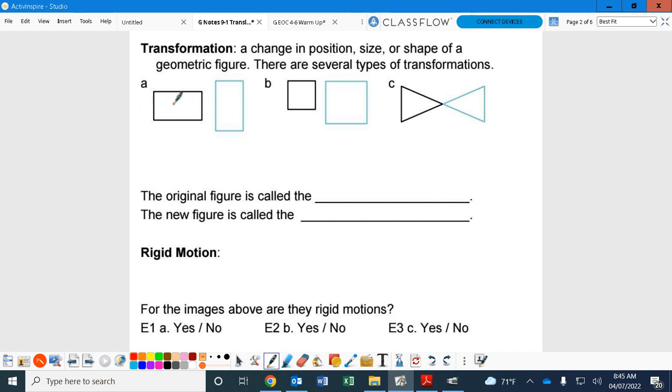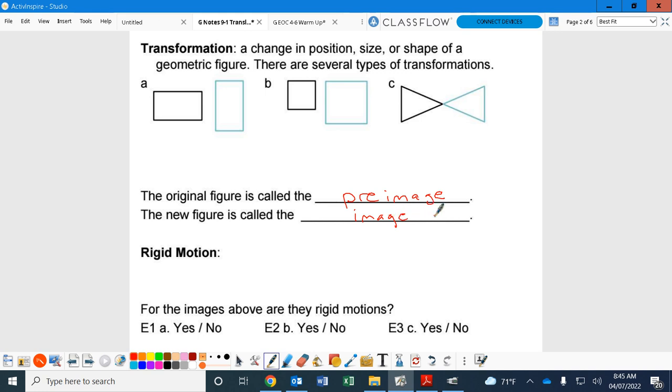Here's one. If you take this and you rotated it around, it would put it here. If you took this one and made it bigger, it would end up here. If you took this one, what would you do to get from this one to this one, guys? You'd flip it. That's exactly correct. So when you look at this, the original figure is called the pre-image. It's what it starts off as. The new figure is called the image.